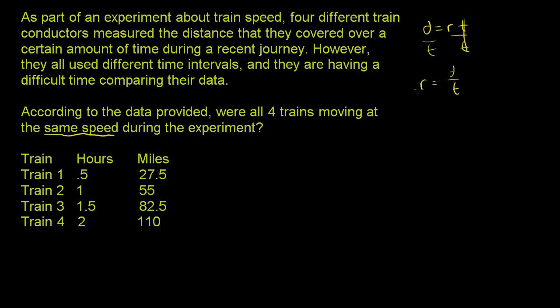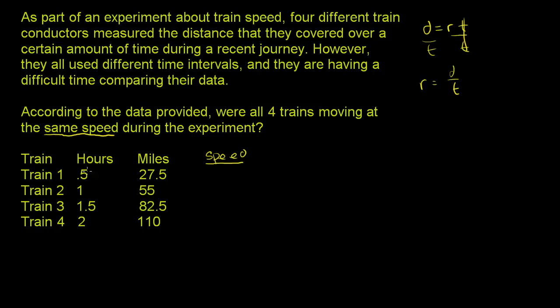Rate is the same thing as speed, and it makes sense that it's distance divided by time. You've heard miles per hour, or meters per second, or kilometers per hour. Rate, speed, is distance divided by time. So we can just divide the distance by the time for each of these trains and figure out what their speed was. So let's do that. I'll make another column for their speed right here.